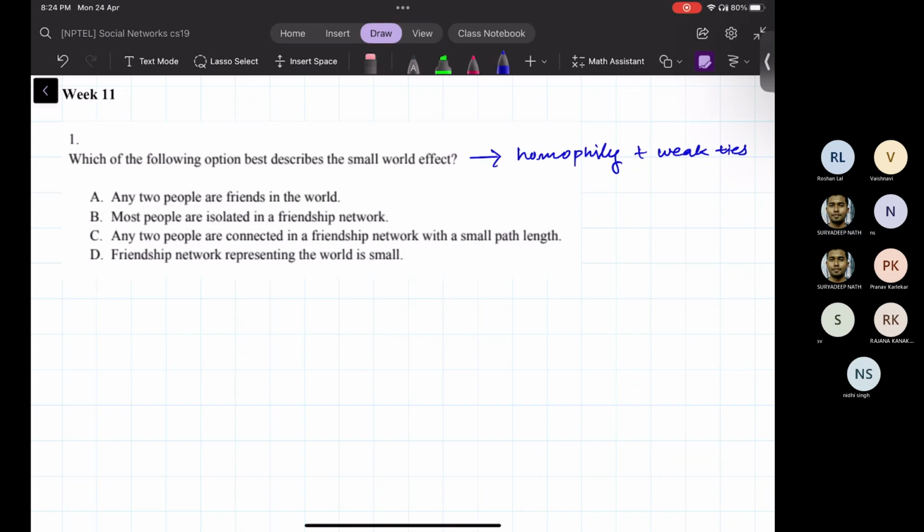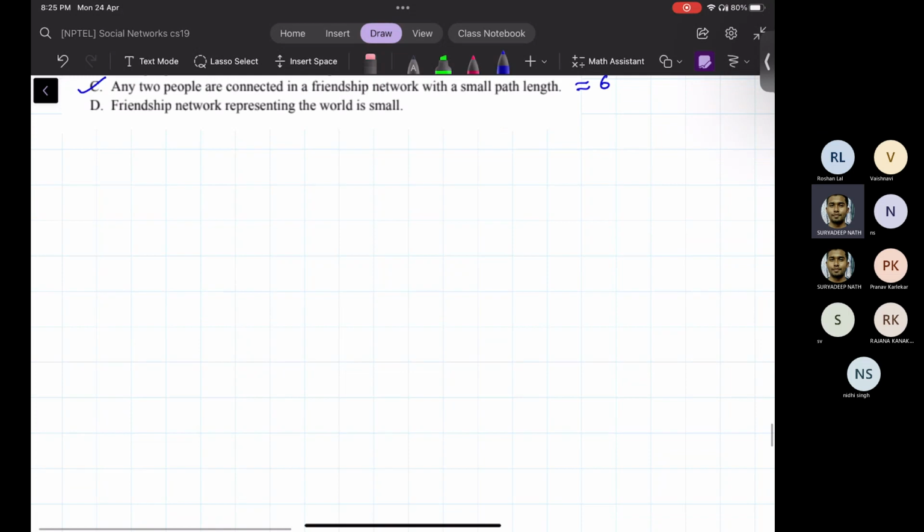So for that, the most relevant answer: any two people are friends in the world. This is not true. Most people are isolated. That is also not true. And option D, the friendship network representing the world is small. That is also not true. So option C is the right answer, where any two people are connected with a small path length, that is on average around 6 from Milgram's experiment.